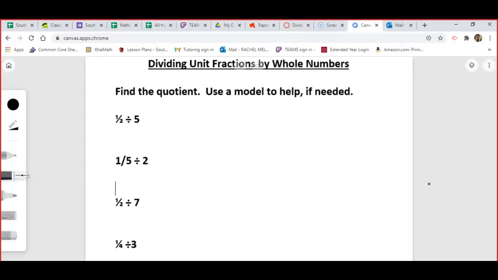So, we are going to do a model for the first two. We'll do the model and the algorithm. And then for the second two, we'll just do the algorithm, meaning the steps. All right, so let's see. Raise your hand if you can tell me the steps for dividing fractions.